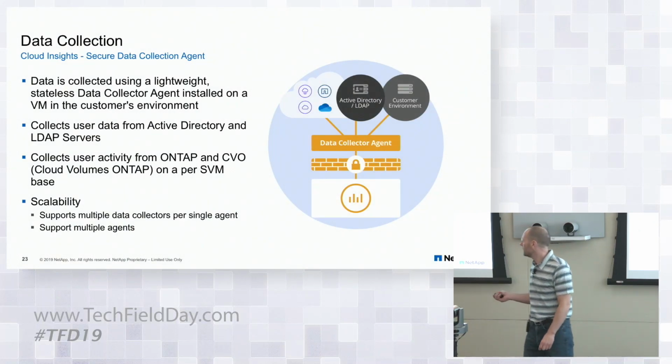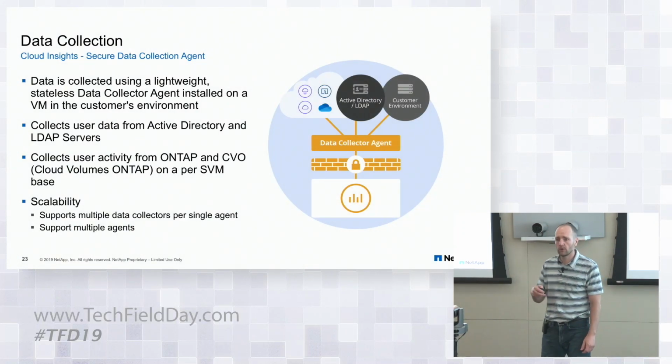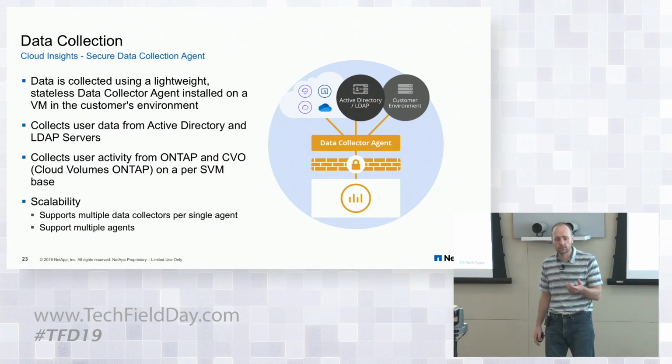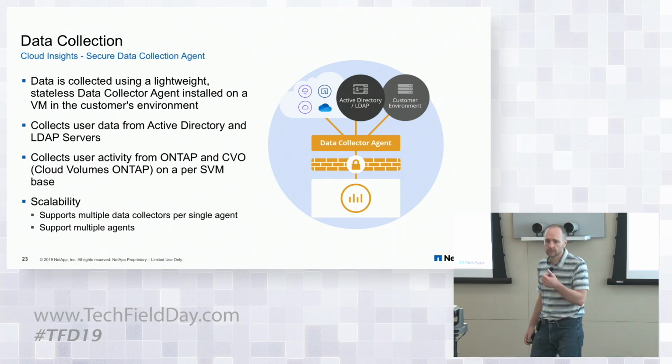So what we do is we deploy that little lightweight agent within the customer's environment. We collect data from their LDAP or their Active Directory. We collect it from whatever point the data collector is pointed at. At the moment, we're doing it for the ONTAP management software sets, the likes of clustered data ONTAP, CVO, and we're doing it on a storage virtual machine basis. So we've got a subset of the data sets. You can run multiple agents, you can run multiple collectors, and they can all feed into the Cloud Insights instance.